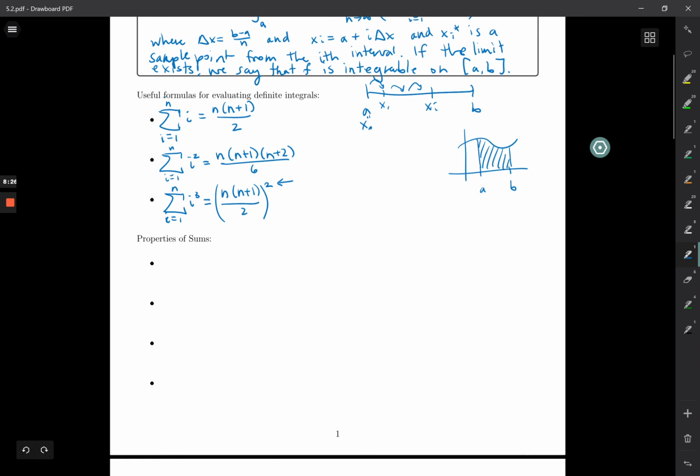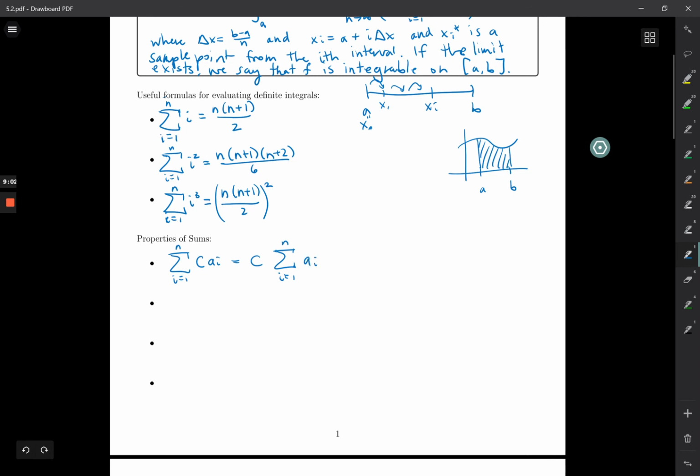Okay. And then a couple properties of sums that we're going to be using. These just come from the properties of addition, so they should make sense at least. So the first is that if we have c times a_i, we can pull that c out. So if we have a factor that appears in each term of our sum, we can pull it out. So that is exactly what's going on here.